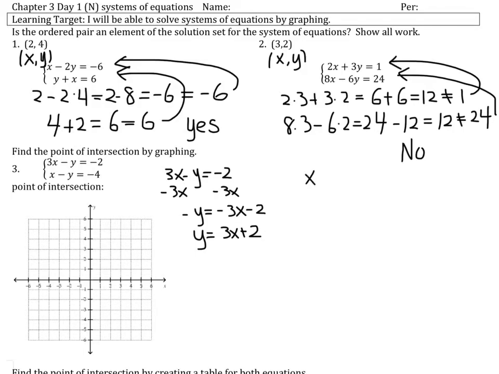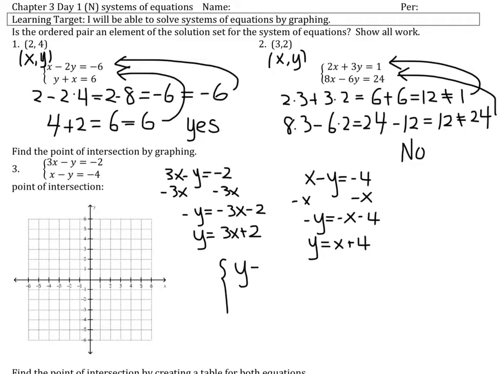The second equation, x minus y equals negative 4. Do the same thing. I'm going to subtract x from both sides. So I have negative y equals negative x minus 4. Multiply both sides by negative 1. So I have y equals x plus 4. Now we have both equations in slope-intercept form. Let me rewrite it down here so that you know what I'm doing. y equals 3x plus 2. y equals x plus 4.